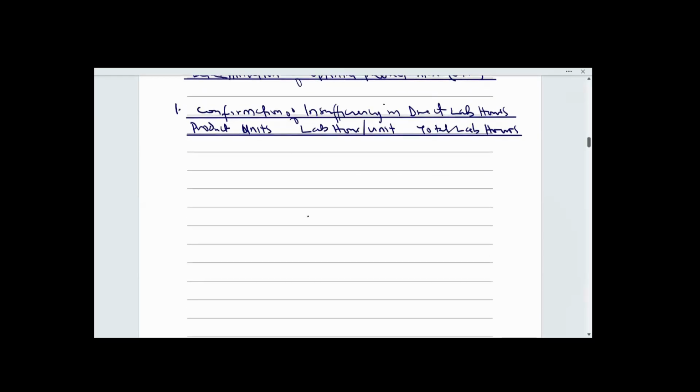228,000 hours. So create a column for products, the units to be produced and sold. Then we have labor hour per unit. Then we have total labor hour. We have 3 different types of products: alpha, beta, and then SEMA.